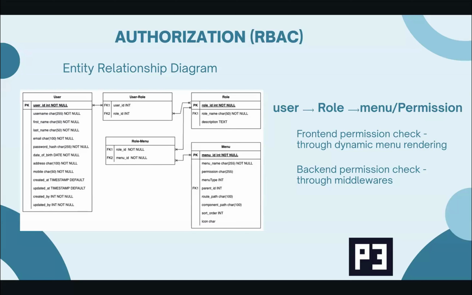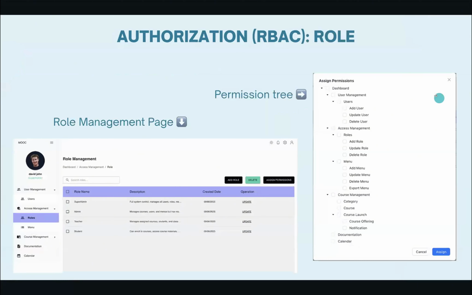In our implementation, permission control works on 2 layers. On the front end, we render the menu dynamically based on roles. On the back end, we validate access through middleware before running any logic. Next page, please. Next, let me introduce the role management module.